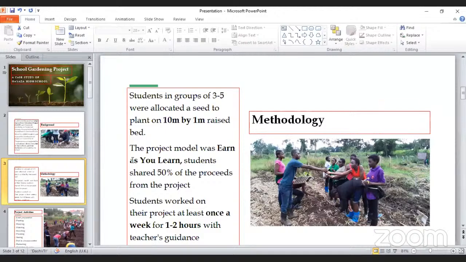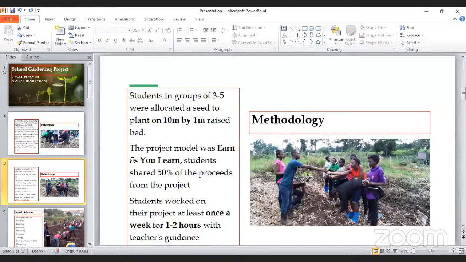Because we had limited land, we organized our plots in raised beds. So we went into the establishment of raised beds that were 10 meters long and 1 meter wide. This is what the students were working with.